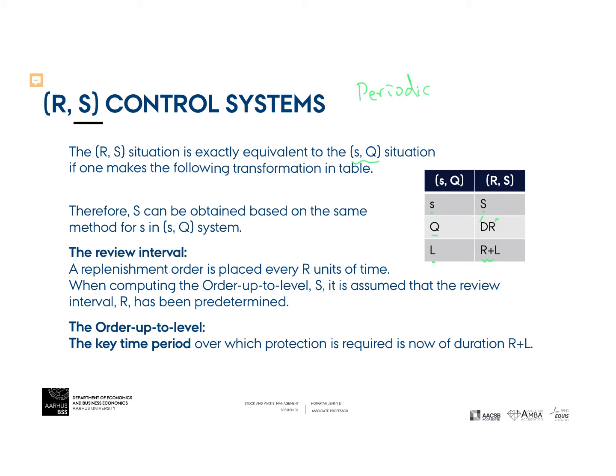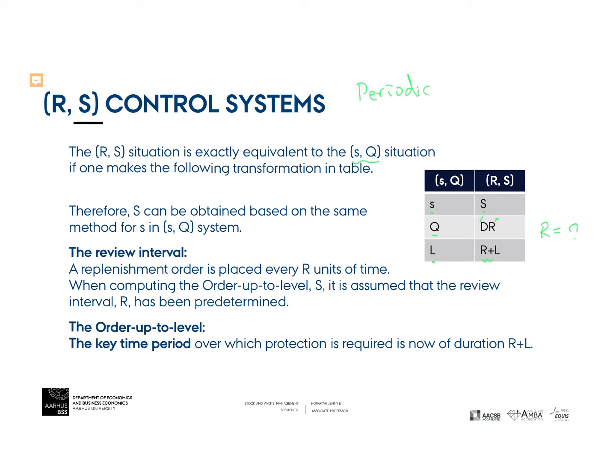Here capital D is annual demand, so R should be in the same unit, years. If your review period is 3 months, then R should be 0.25 years. That means D times R should be less than the total annual demand, capital D. Here capital R is a decision variable as well, so we need to make a decision about review intervals.